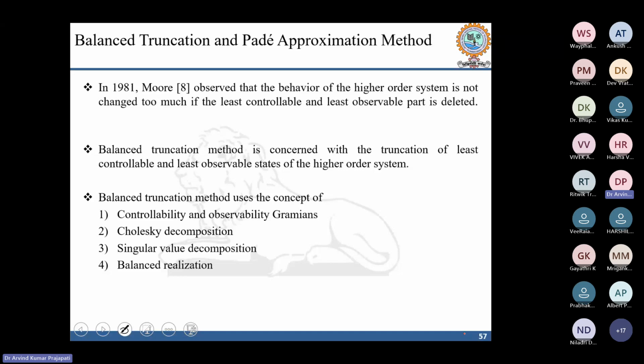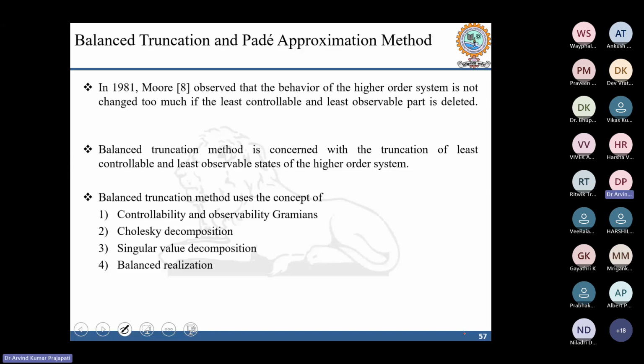Means if you are plotting the response, and you are able to determine which are the least controllable and least observable variables, then you can ignore those variables. If you ignore them, then the behavior of the system is approximately the same as the behavior of the original system. So he proposed that technique, which is called the balanced truncation technique. So how did he calculate the least observable, least controllable part? For that we have to learn these techniques.